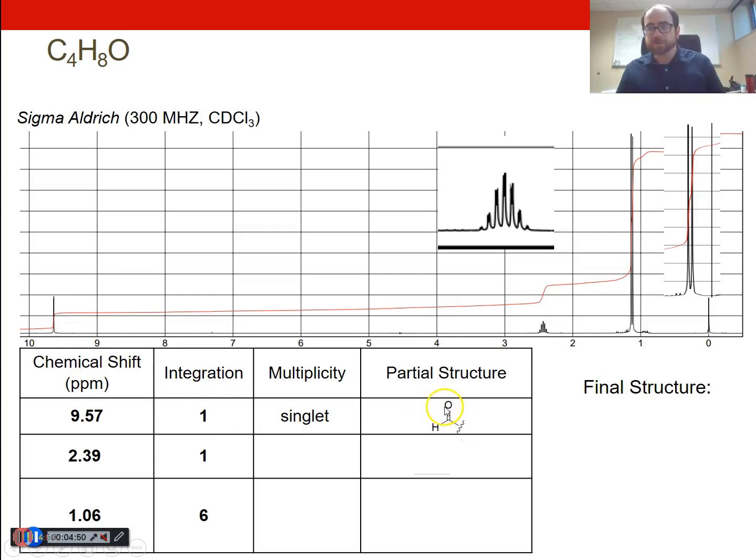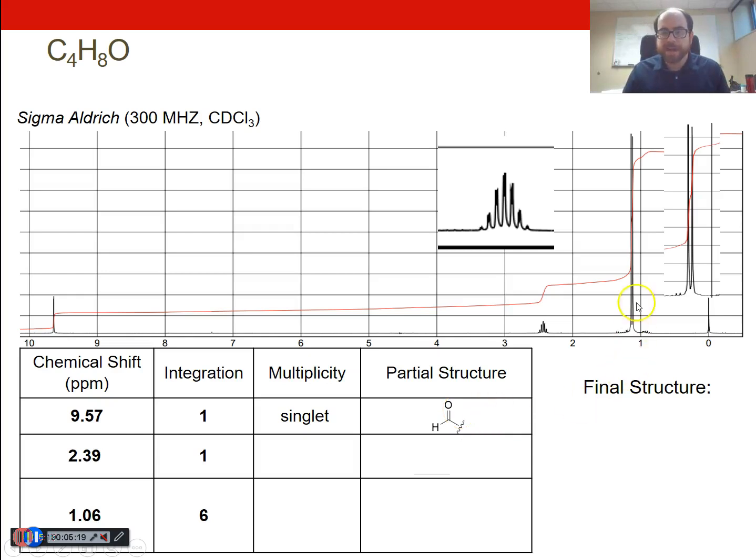When I'm drawing my partial structures, what I want to do is account for the integration, the multiplicity, and the chemical environment. So again, it's an aldehyde hydrogen. And ultimately, that's what the partial structure is going to look like. This squiggly line basically says that there's another part of the molecule over here, but from my analysis of the signal, I can just determine this piece of my molecule.